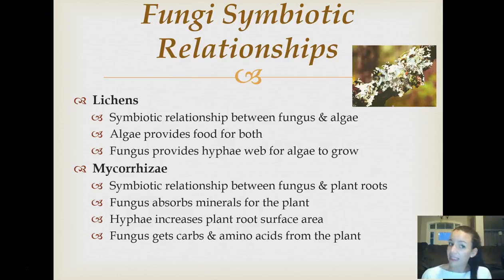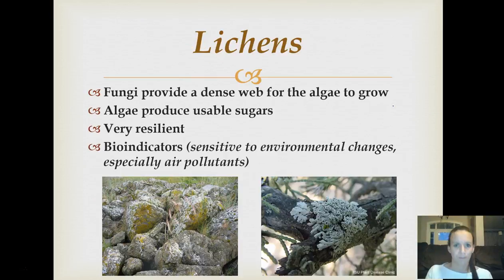Fungi also exist in symbiotic relationships, so lichens and mycorrhizae. Lichens is between fungus and an algae, and the mycorrhizae is between fungus and plant roots. With lichens, the algae is providing food for the fungus and itself, and the fungus then provides that hyphae for the algae to grow. Mycorrhizae, on the other hand, the fungus is going to absorb the minerals for the plant, and the hyphae increases the surface area of the plant. So the fungi gets the carbs and amino acids that it needs from the plants, but then the plant has a larger root surface area, which helps it grow better and more lush.